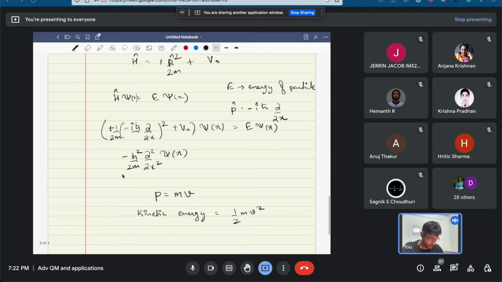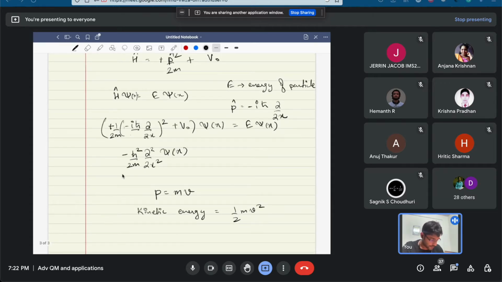So from the i square we get a minus, so we get minus h bar square by 2m and the double derivative of psi of x plus v naught psi of x equal to e psi of x. So I'll just erase this part.